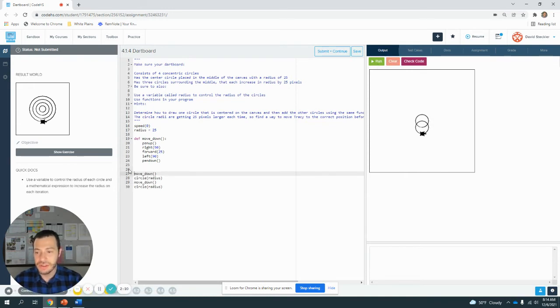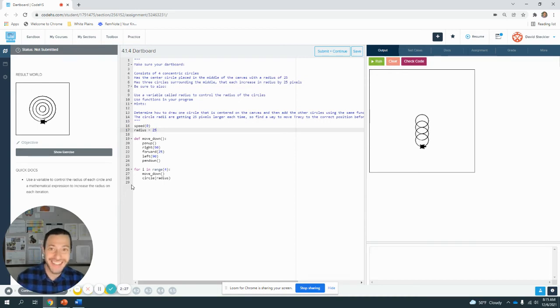But I want to repeat this, I want to loop this. So for i in range, there's a total of 4 concentric circles, so I'm going to repeat that 4 times. And then I want to move down and then draw that circle, the radius, which was represented with a variable up at the top over here. But the problem with this is, even if I call this 4 times, each circle is currently the same size.